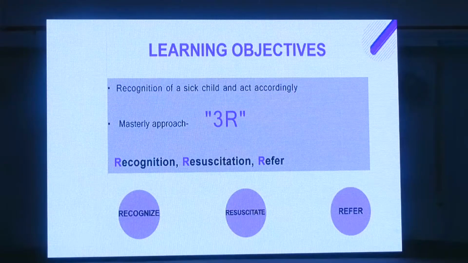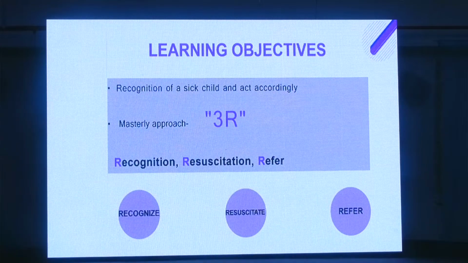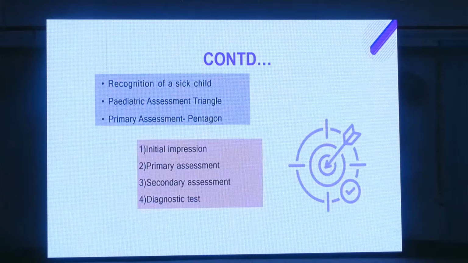First, how to find a sick child? It consists of 3 Rs. The first is recognition of a sick child, and the second is resuscitation, what you do for the child. The third is reference: after you do the resuscitation, you refer the patient to a higher center or tertiary center.